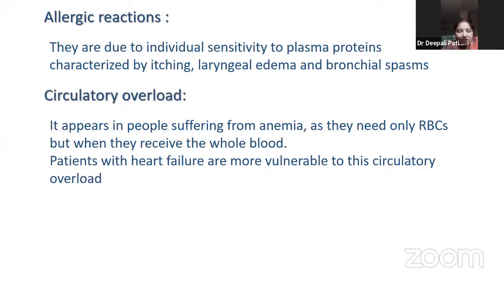Next complication is circulatory overload. It appears in people suffering from anemia as they need only RBCs, but when they receive whole blood. Patients with heart failure are more vulnerable to this circulatory overload. This means if the person is having long-standing or chronic anemia, the heart is uncompensated, leading to hypertrophy, which leads to congestive cardiac failure.